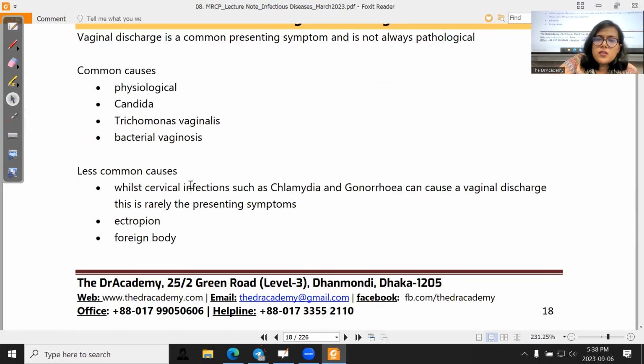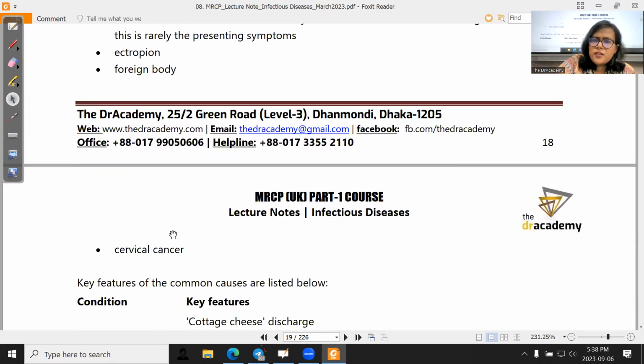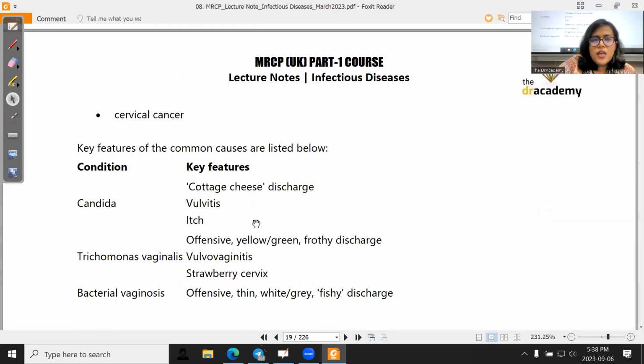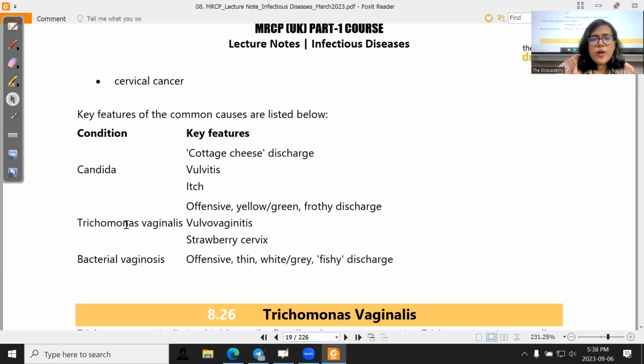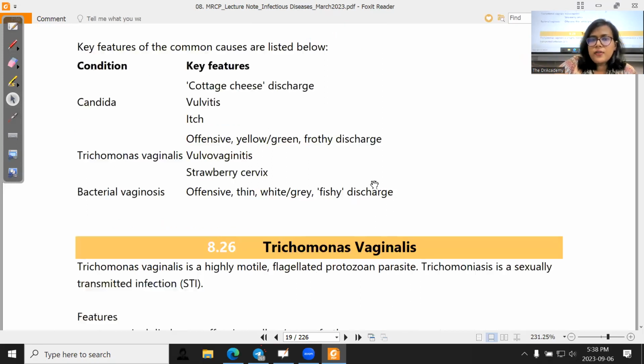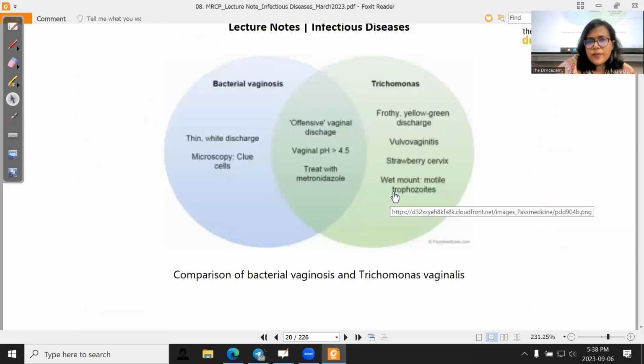Less common causes of vaginal discharge are chlamydia and gonorrhea. Apart from that, ectropion, foreign body, cervical malignancy, not very important. We will discuss candida versus trichomonas versus bacterial vaginosis, the characteristics of these infections. There is, I think, a diagram. Yes, this one.